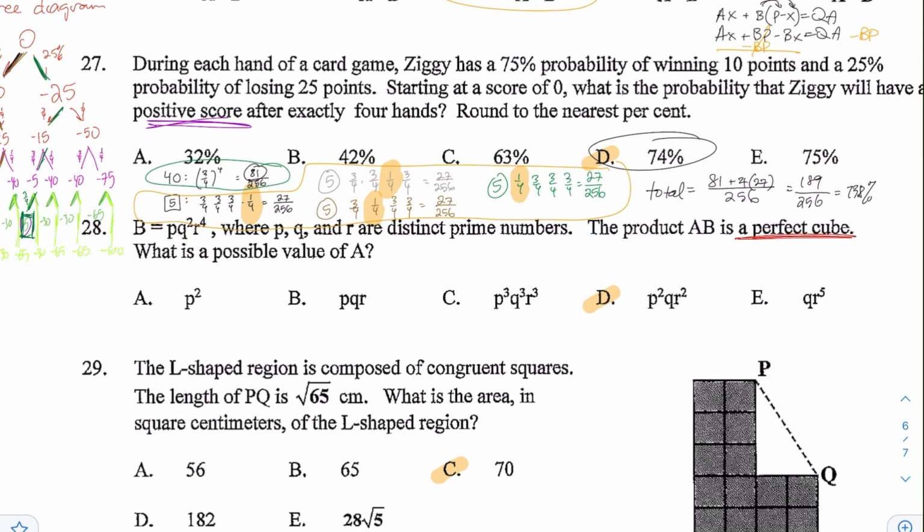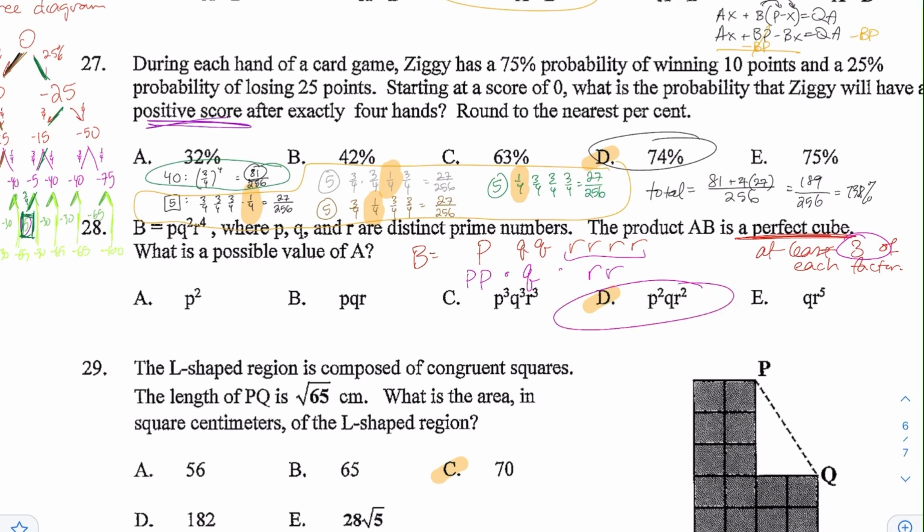So if you have a perfect cube, that means that you need to have at least 3 of each factor. So B already has one P, you have 2 Q's, and you have 4 R's. So the factors you're missing, because you need multiples of 3 here, are: you need 2 more P's, you need 1 more Q, and because you have 4 R's, you need 2 more R's to make 6 R's so that you have 2 sets of 3. So that would be choice D, P squared times Q times R squared.